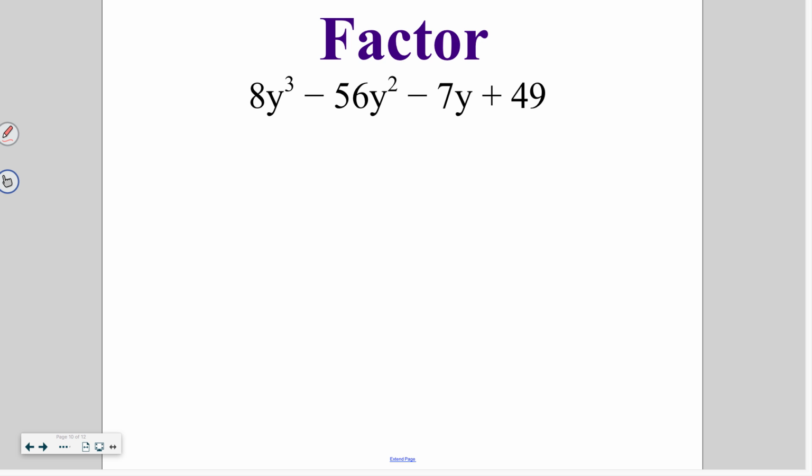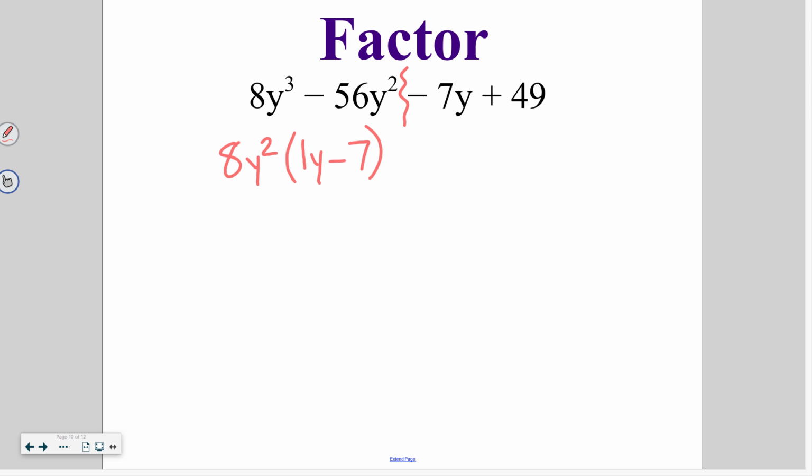With this next one, again, we want to check to see if we can take out a GCF. 8, -56, -7, and 49 cannot all be divided by the same thing. So we're going to split it into two groups for factor by grouping. We take out an 8y squared from the first two terms, ending up with 8 divided by 8 gives me 1, and then 1y left over. -56 divided by 8 gives me a -7.